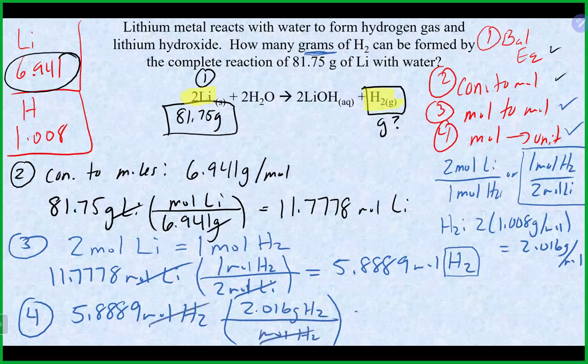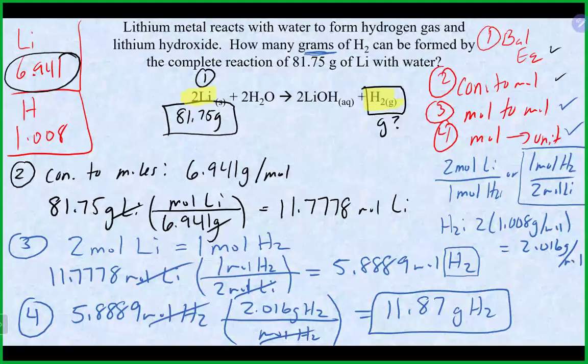Moles of H2 will cancel, and that's going to get us about 11. At this point, you can round it to some proper digits here: 11.87 grams of H2. So what that number means is if we did this reaction, we put in 81.75 grams of lithium, everything went perfect, no side reactions, nothing was lost, you should produce 11.87 grams of H2. This is also known as the theoretical yield, how much you would produce.